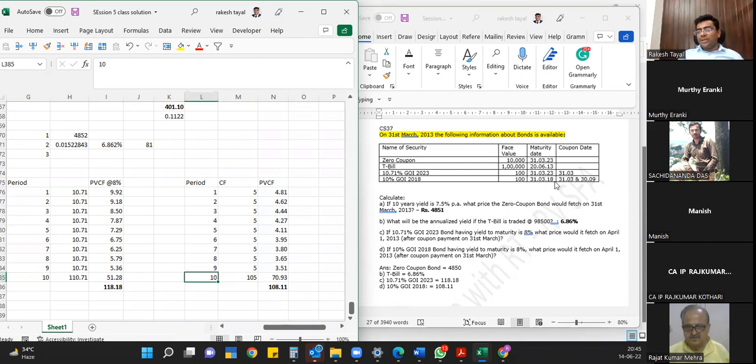Next maturity date is 31st March 18, 5 year. But it is semi-annual, so period is 10. Interest rate will be half, and PVCF discounting rate is also half. So discount rate 4%, no sir? Yes. Period will be double, rate will be half.